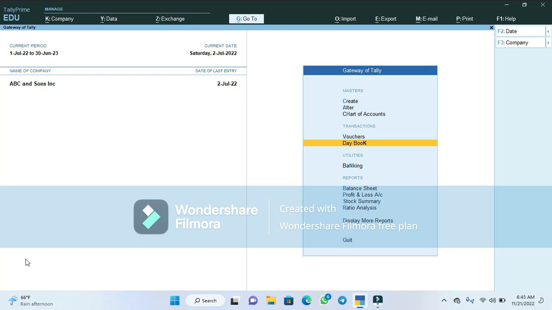So that is how we make payments to trade and other accounts payable.